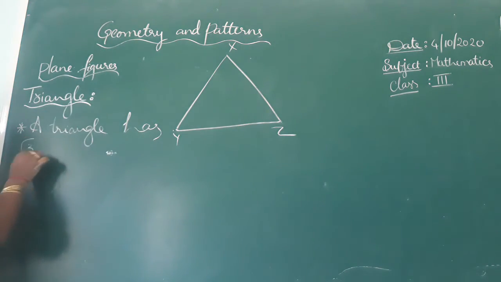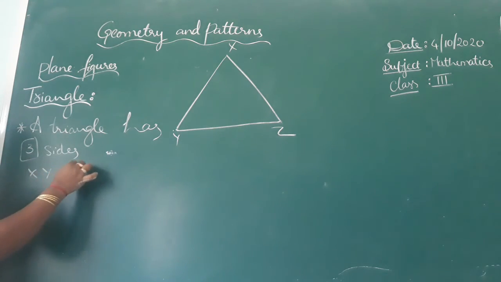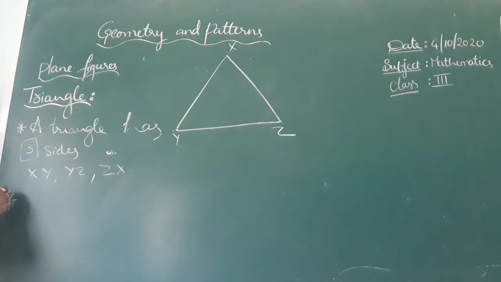It has 3 sides. What are those 3 sides? X, Y, Y, Z, Z, X. Like that, it has, like a square and a rectangle, it also has corners.